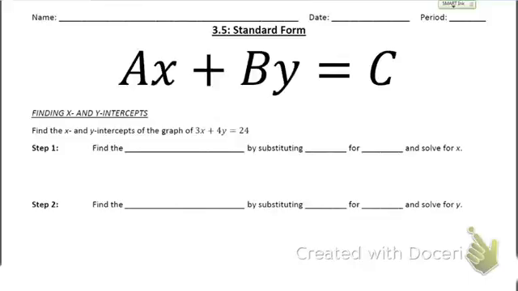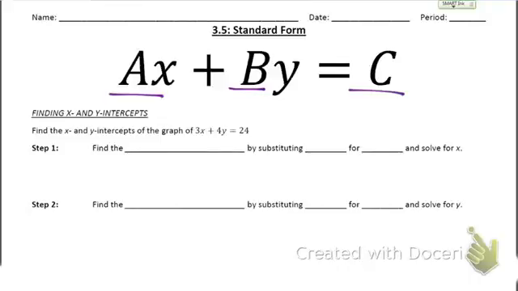Standard form looks like ax plus by equals c. A and B and C are all going to end up being numbers. So A, B, and C will all be numbers, and the x and the y will still be there. But basically, if you see x and y on the same side of the equal sign, that is standard form.